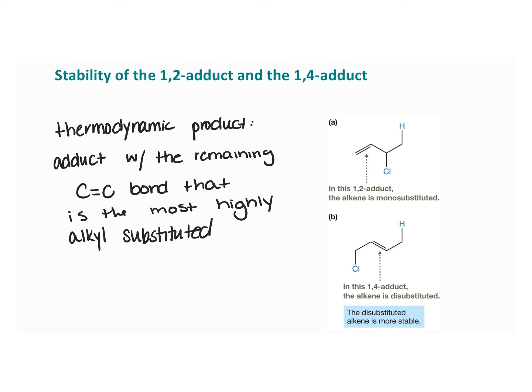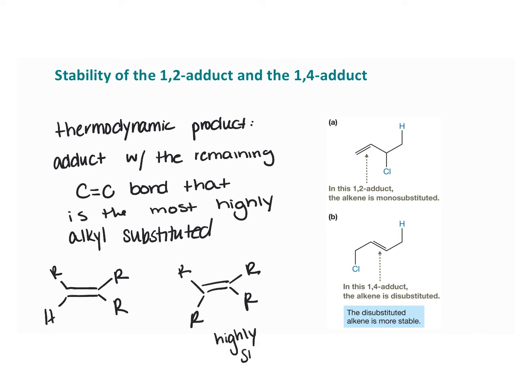And I want to remind you about being alkyl substituted. What we're talking about there, right, is the number of R groups. So for example, if I have this guy with 3 R groups, and I have this guy with 4 R groups, this one is more highly substituted. So in this instance, that would be the thermodynamic product.